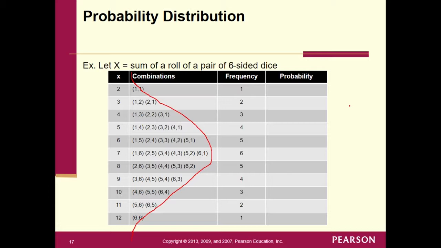But anyways, let's get back to our probability distribution. So how would we figure out these probabilities? Well, there's 2 ways that you could go about it.